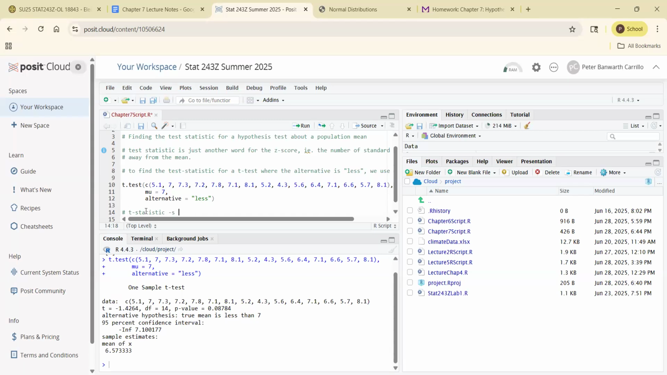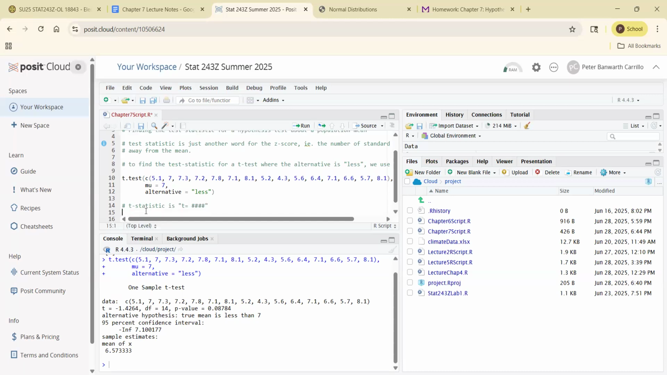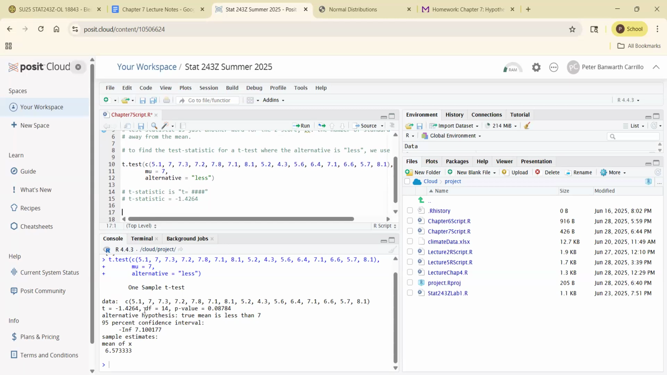The t equals number, that's the t-statistic. So here, the t-statistic equals negative 1.4264. It tells you about degrees of freedom, which is basically how R calculates that t-statistic. Degrees of freedom is one less than the number of observations.